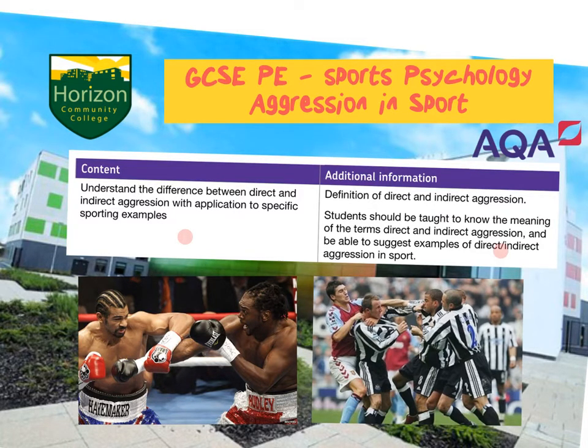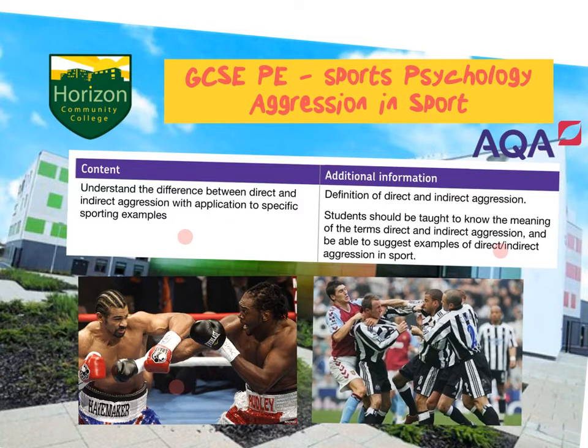There's one thing I will add: what I've seen on exam questions is you need to be able to understand how the two types of aggression can aid and help performance. Moving on, if you look at the left hand side, the two pictures are two examples of fighting. The boxers on the left hand side are examples of direct aggression, and the fighting on the right hand side is not applicable to the course.